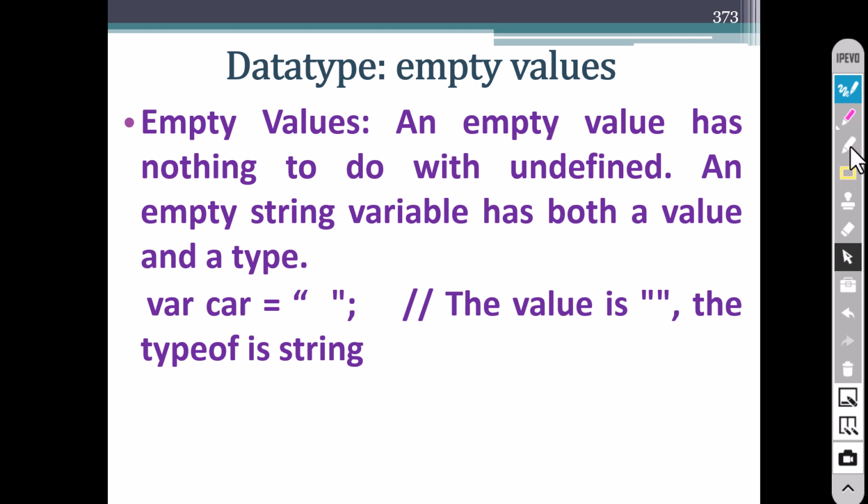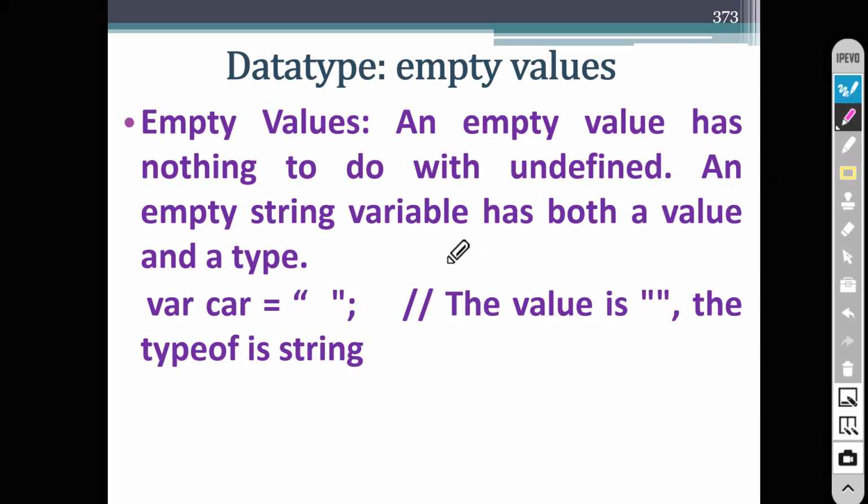And then empty values. Here, an empty value has nothing to do with undefined. An empty string variable has both a value and a type. So var car is a string, but there is nothing in it. I'm assigning nothing to it, which means it is empty, but car's data type is a string.